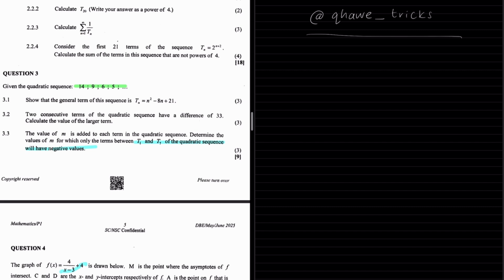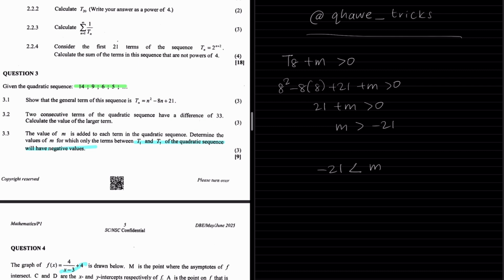The commenter suggested that if t1 to t7 are negative, so all of them should be negative, that means t8 will be positive. So t8 plus m must be positive. t8 will be 8 squared minus 8 times 8 plus 21, plus m, which will be positive. That means 21 plus m is greater than 0, so m must be greater than minus 21. And so in our restriction, we're now going to have m greater than minus 21.